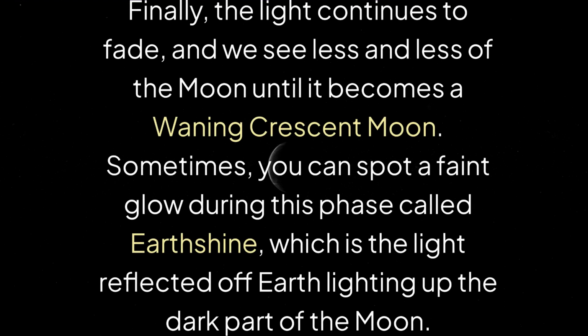Finally, the light continues to fade, and we see less and less of the moon until it becomes a waning crescent moon. Sometimes, you can spot a faint glow during this phase called earthshine, which is the light reflected off Earth lighting up the dark part of the moon.